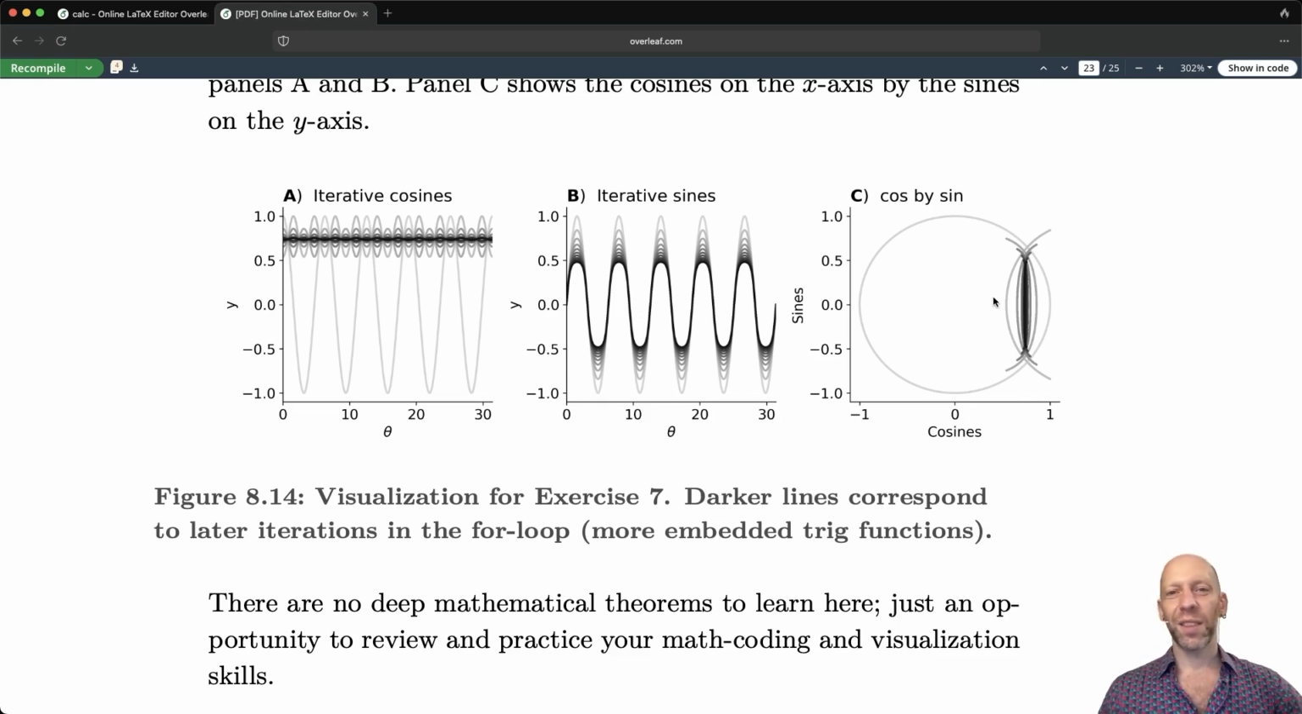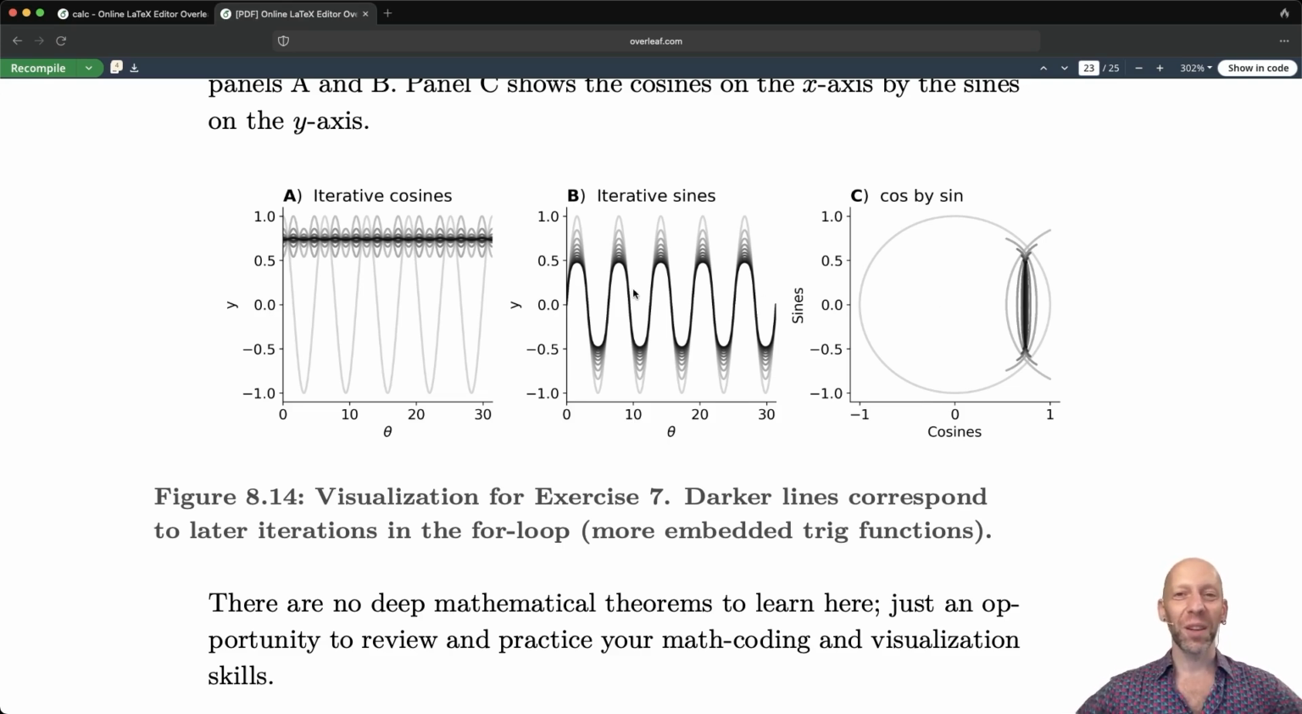And then here, this is just a fun way of plotting these two functions. Instead of having theta on a particular axis, so being plotted explicitly, I'm plotting the cosines on the x-axis and the sines on the y-axis. Okay, so this light gray circle here, this corresponds to the cosine of theta by the sine of theta. And then the next line, which is a little bit darker gray, that's this one here, that is the cosine of the cosine theta on the x-axis, and the y-coordinates are sine of sine theta. So I hope that makes sense.